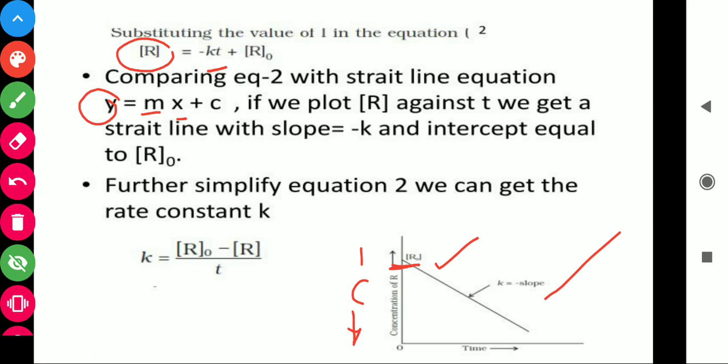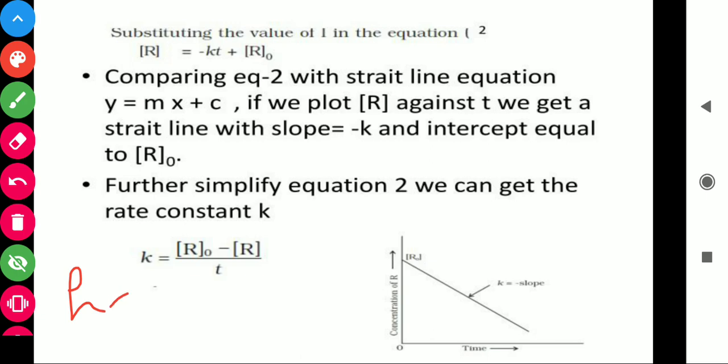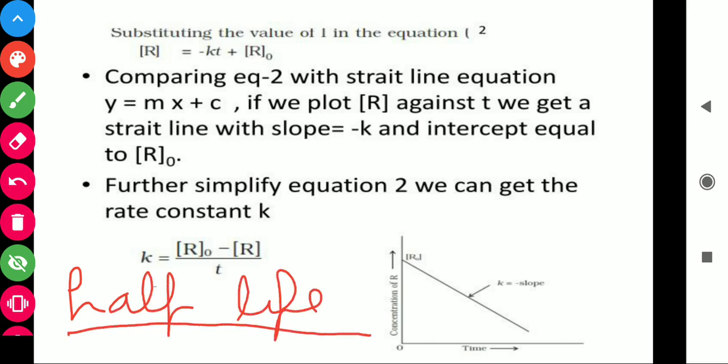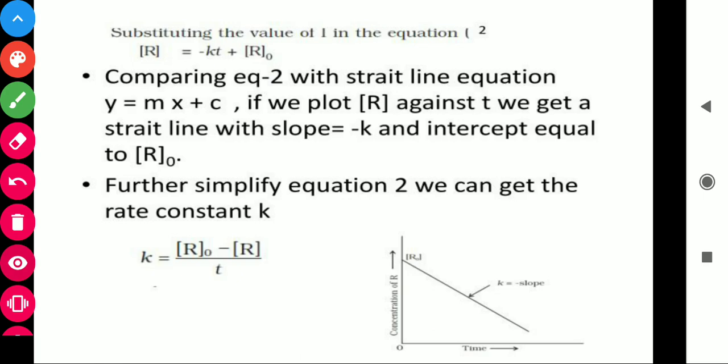Now we will introduce a new term, that is half life. What is half life? When the reactant becomes half. For example, if we have any reactant of 100 gram, then the point at which 100 gram becomes 50 gram, it becomes half, and this time duration is known as half life. We will discuss the half life period for zero order and first order reaction.